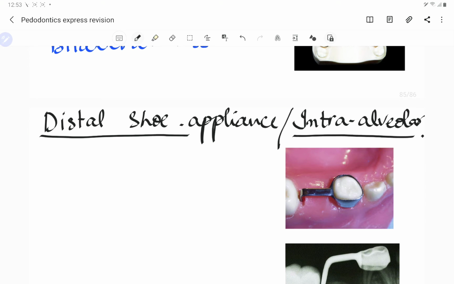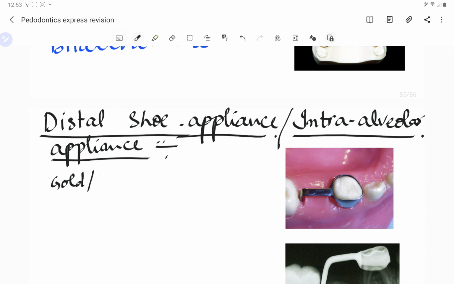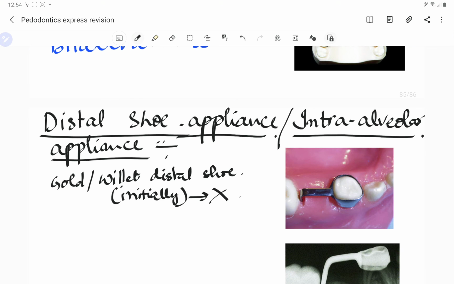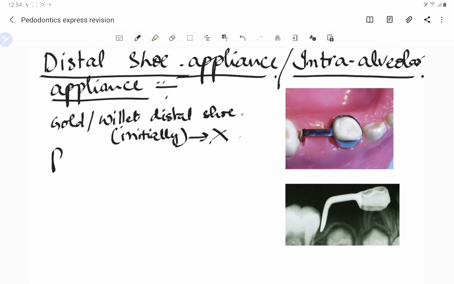So you have to do a surgical procedure while you are constructing this appliance, or during the extraction of the primary teeth. You can insert this appliance, so that there is no extra surgical procedure which you have to go for. So guys, initially there was the gold or velvet distal shoe, but it is not used anymore because there is a lot of complication, fabrication difficulties, and tooth preparation which is required with this. Now we use the Roche distal space maintainer.